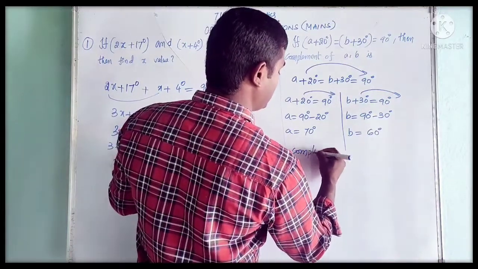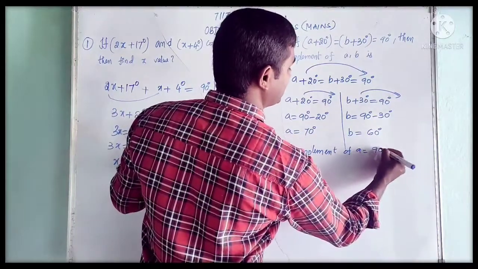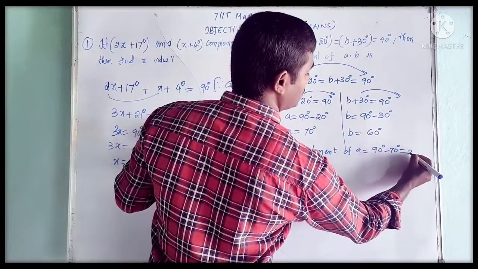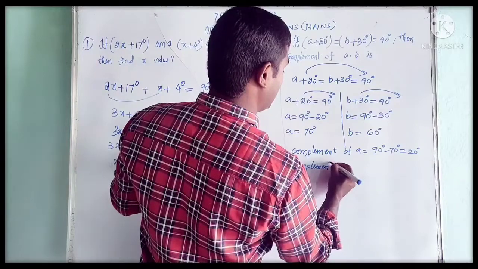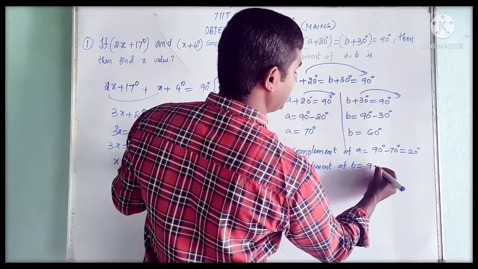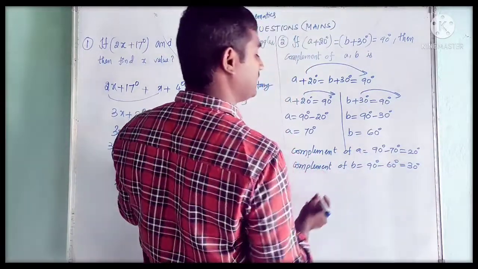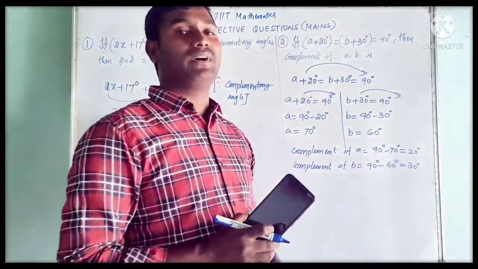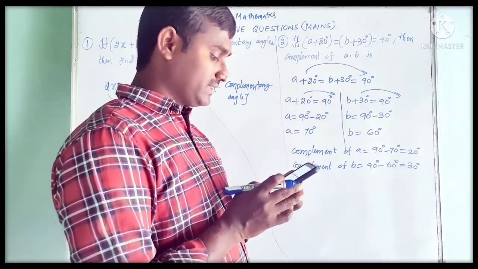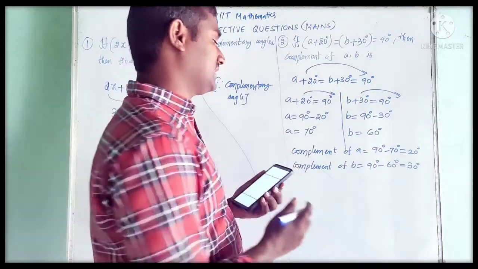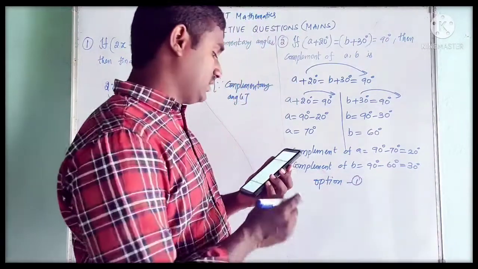Now the complement of a is 90 minus 70 degrees, which is 20 degrees. The complement of b is 90 minus 60 degrees, which is 30 degrees. Therefore the complement angles of a and b are 20 and 30 degrees. So Option 1 is the correct option for this question.